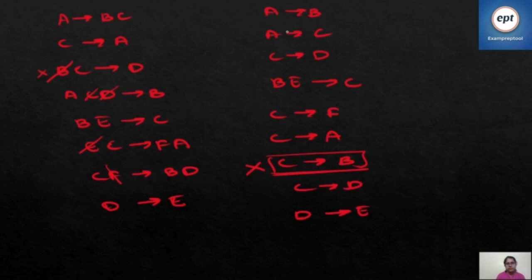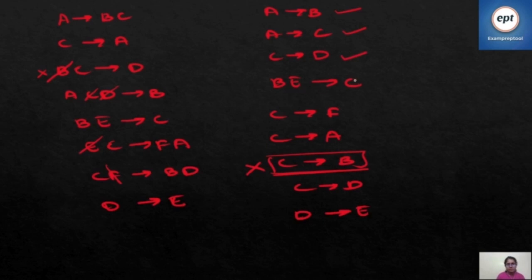So from A, can we derive B? If we don't take this, from the attribute closure of A, can we derive B? Okay, so from A we can derive C, from C we can derive D, from D we can derive E, but we cannot derive B. So that's why this is not redundant. From the attribute closure of A, can we derive C directly? We can derive B, but we cannot derive C. Okay, so that's why this is also not redundant. C also, if we take the attribute closure of C, we can derive F, A, but from that we cannot derive D. Okay, so that's why this is also not redundant.